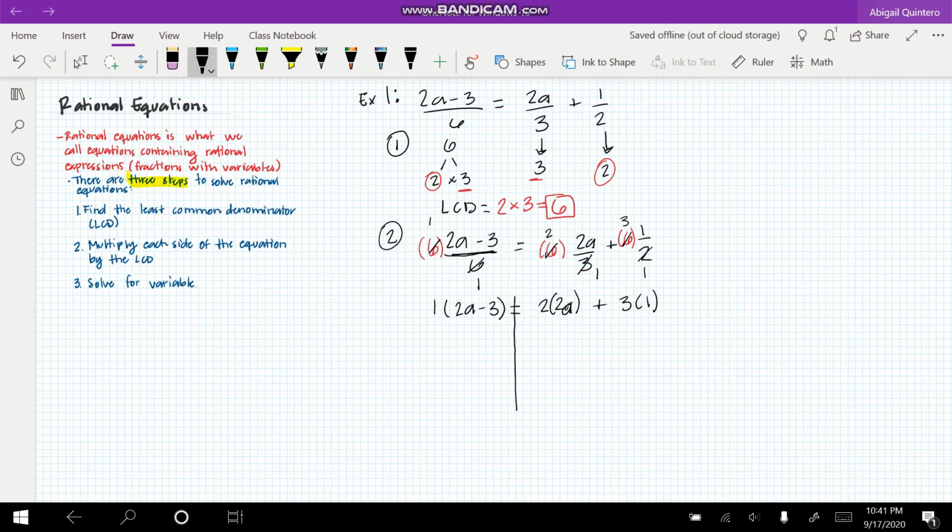a. So 1 times 2a minus 3, it's 2a minus 3. Now this 2 times 2 is 4a, plus 3 times 1 is 3. So now that we want to solve for the variable, what we want to do is move all the terms with variables into the same side. So we don't want them split into the right side of the equation and the left side of the equal sign. So here I'm saying that I have a 2a on the left and then a 4a on the right.